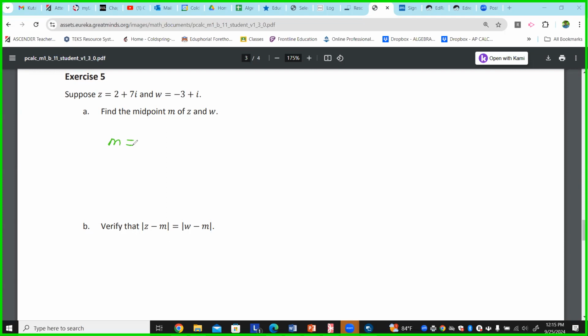Are we ready? So again, to find this midpoint, I'm just going to add up my real terms. So that's going to be 2 plus -3 divided by 2. And then I'm going to add up my imaginary terms, which is just going to be 7 plus 1 divided by 2. Before I go any further, did we at least get the correct setup? So midpoint we add, distance we subtract. Right? 2 plus -3 is, so this becomes -1 divided by 2. 7 plus 1, so this becomes 8 divided by 2.